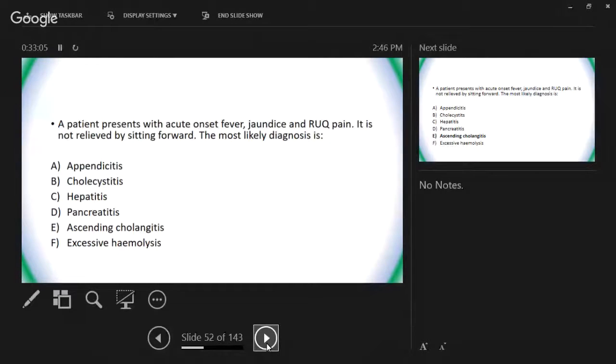What was that? E. So ascending cholangitis. Do you say B or E? E. Oh yeah. So this thing now, I don't know if you guys have heard of Charcot's triad. Anytime you get this triad, you get ascending cholangitis, which is basically infection of the bile ducts.